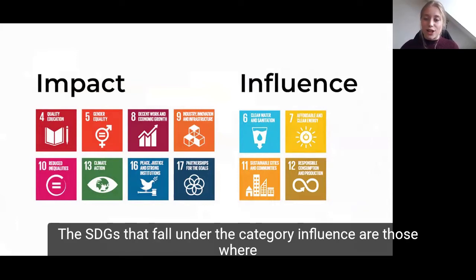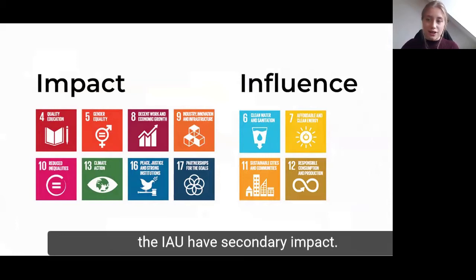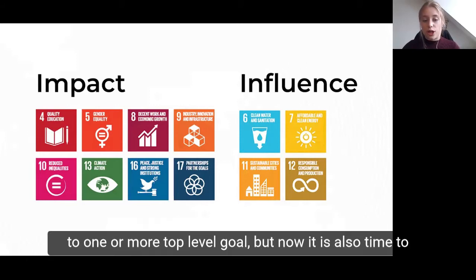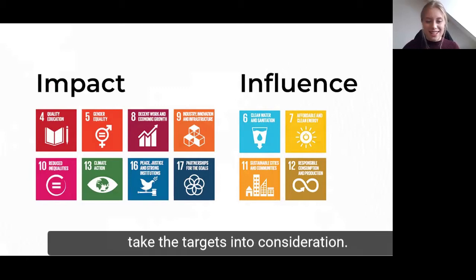The SDGs that fall under the category influence are those where the IAU has secondary impact. There have been some projects of the OAD that can be linked to one or more top-level goals, but now it is also time to take the targets into consideration.